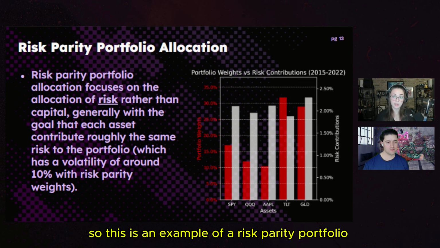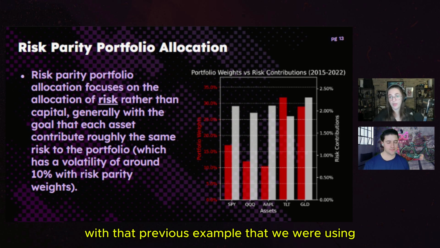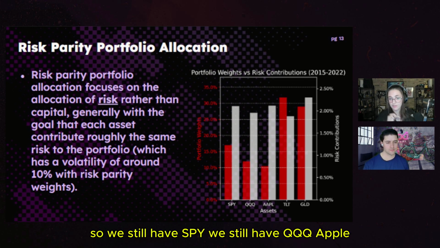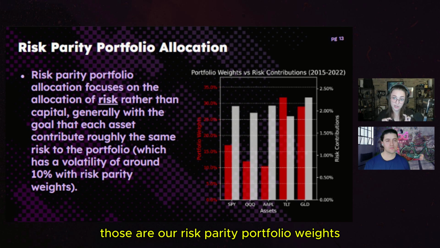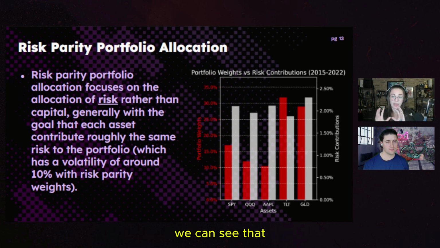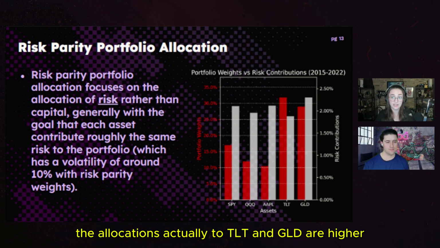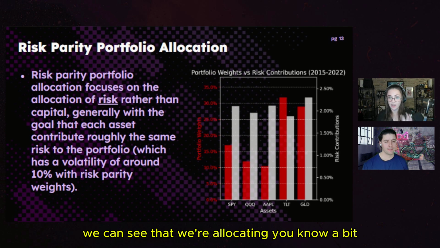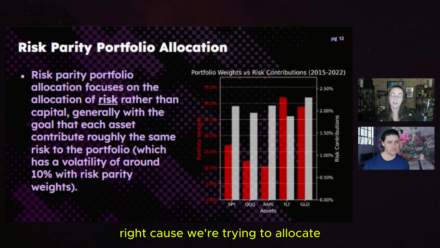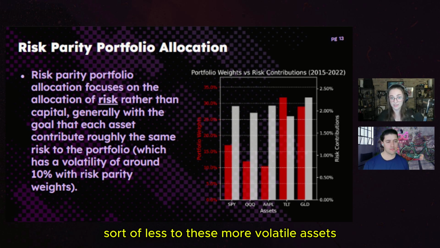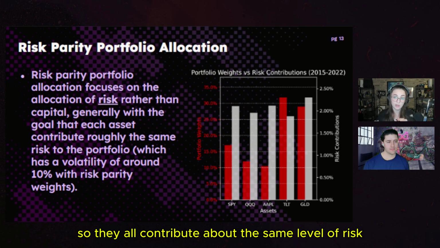This is an example of a risk parity portfolio, or risk parity weights, with that previous example we were using. So we still have SPY, QQQ, Apple, TLT, and GLD. When we look at the red bars, those are our risk parity portfolio weights, and we can see that the allocations to TLT and GLD are higher. We're allocating a bit to SPY, a bit less to QQQ, and a bit less to Apple, because we're trying to allocate less to these more volatile assets. So they all contribute about the same level of risk.